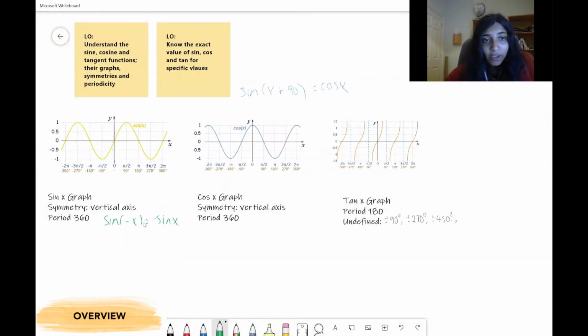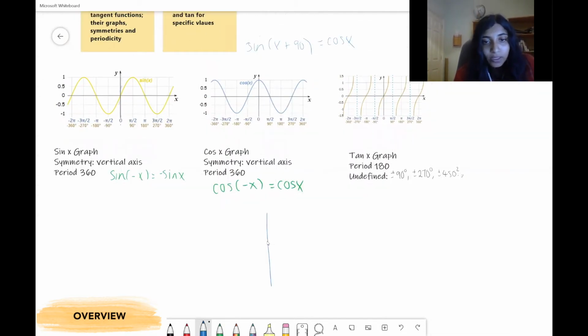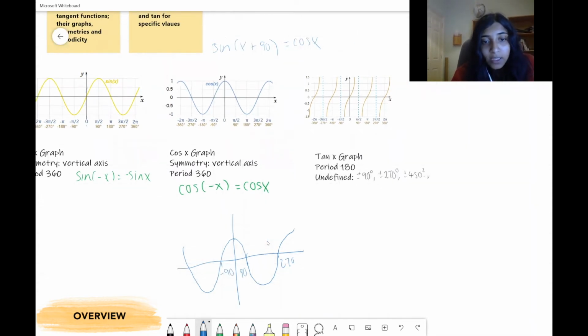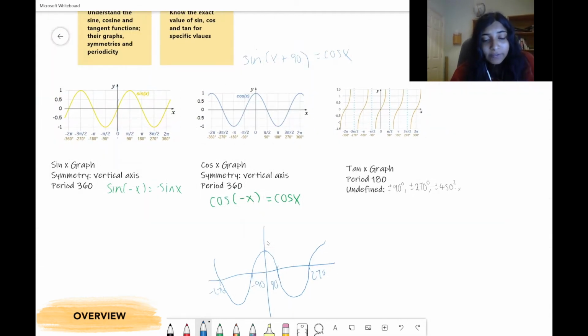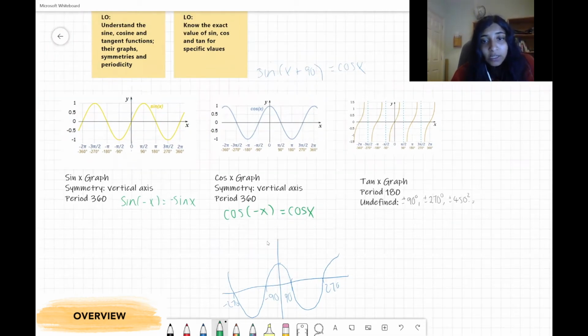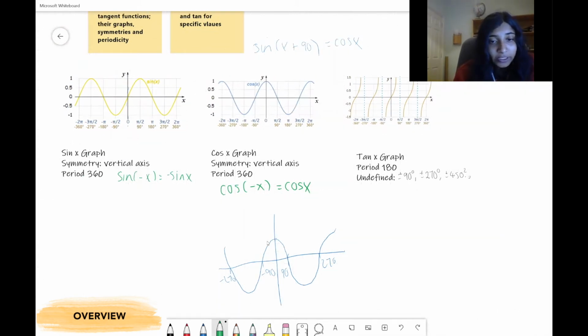similarly to the sine x graph, it is also symmetrical in the vertical axis. The only difference is if you do cos of minus x, you just get that as equal to cos of x. So if we draw this out, if we have the graph cos of x, that'll just look something like this, with this being 90 and this being 270. And similarly, this is minus 90 and this is minus 270. And then if we were to do cos of minus x, if you remember, that's just a reflection in the y-axis. So you would just literally get the same graph.